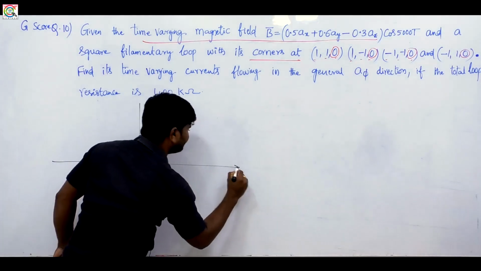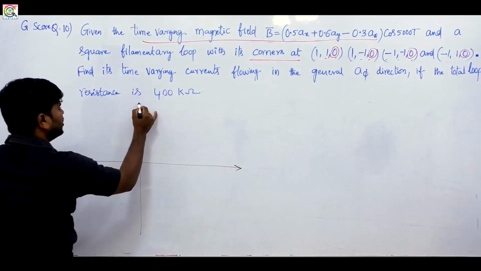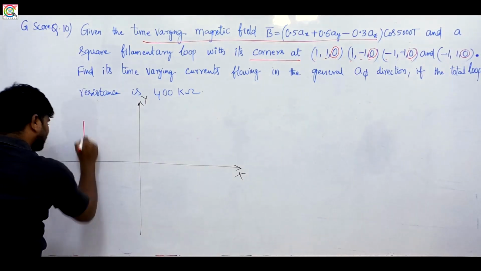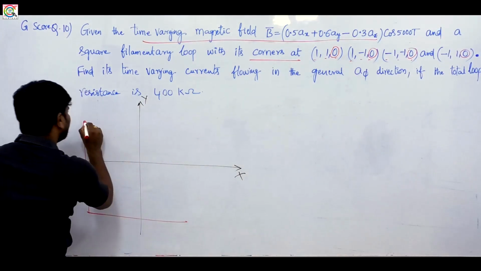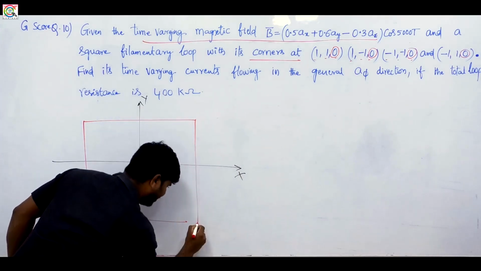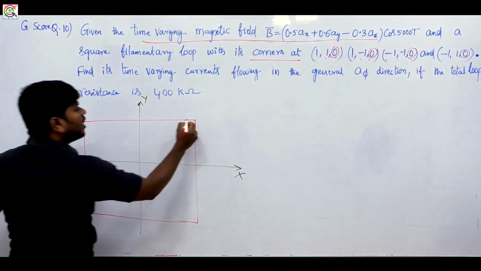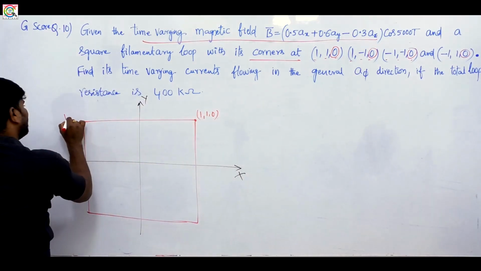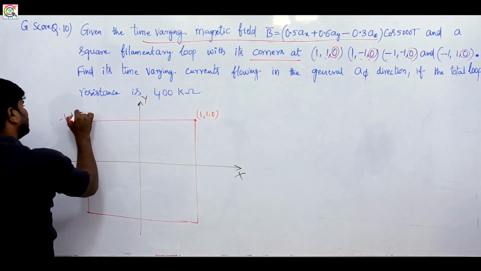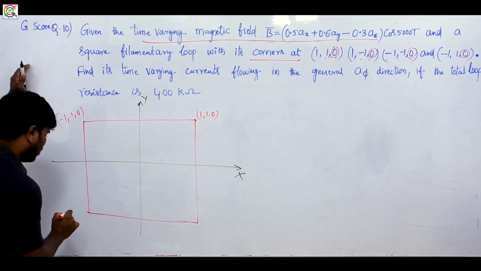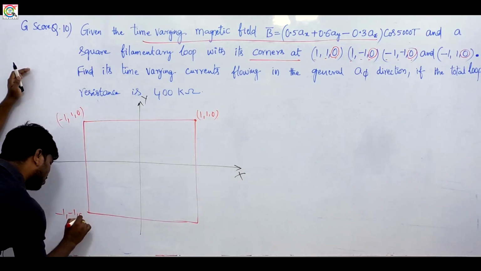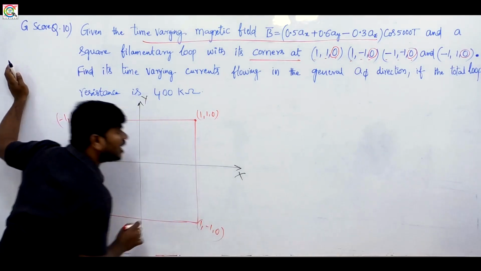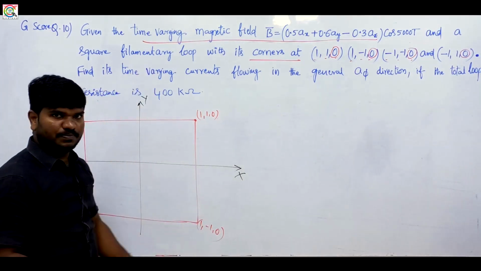So how is the square loop actually placed? Here it is X, it is Y. The square loop is placed like this, okay? So what are the corners? Here the corners are (1, 1, 0), (-1, 1, 0), here (-1, -1, 0), and here (1, -1, 0). So these are the corners according to the given question, right?